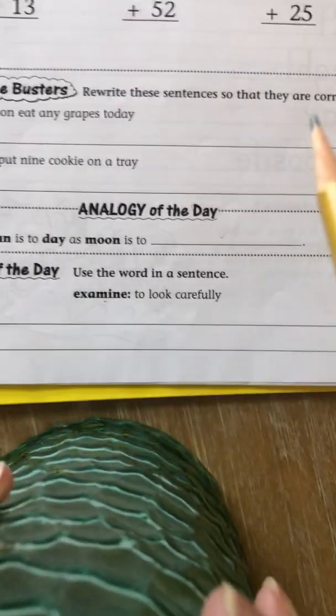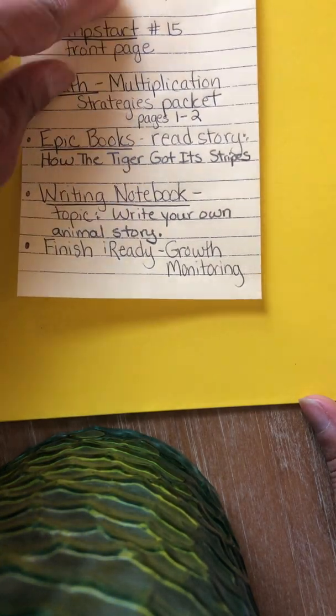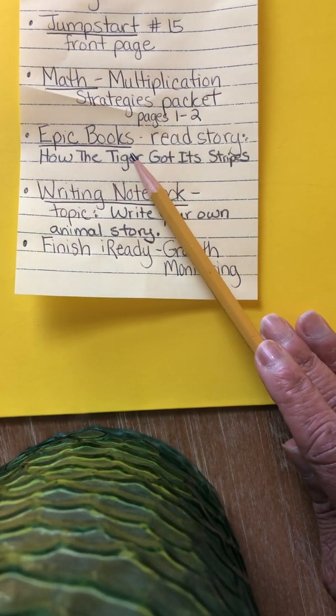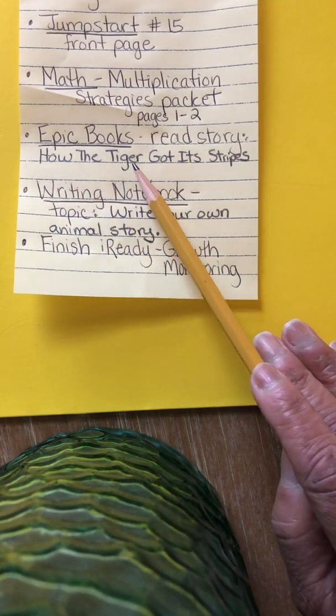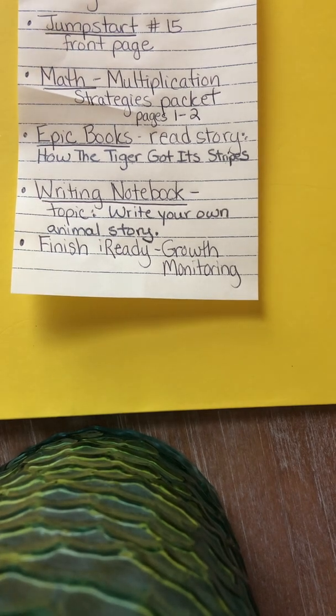All right, so that's the other thing I asked you to do. Now, the next thing I'm going to ask you to do is I put a book on Epic Books that I want you to read. The story is called How the Tiger Got Its Stripes. It is a tale. It is a tale where the characters are not real because they do things that cannot happen in real life, like talk.